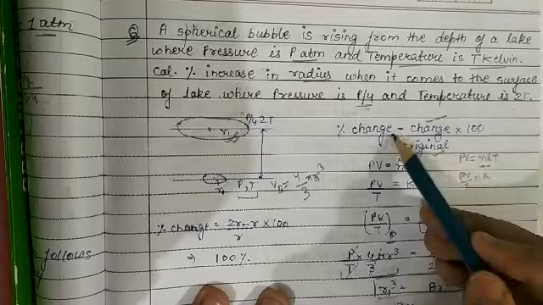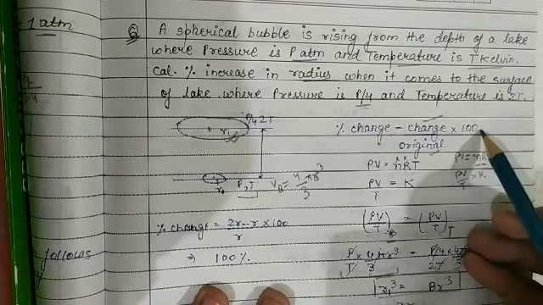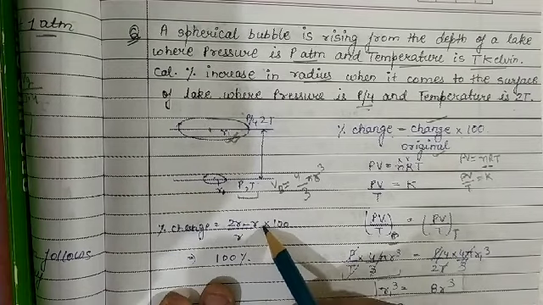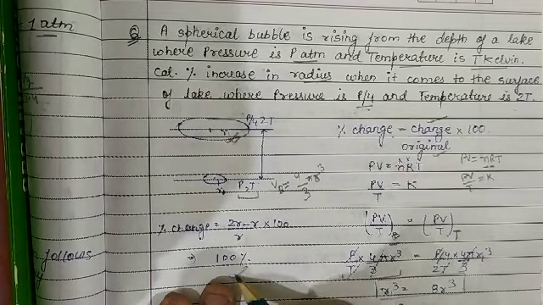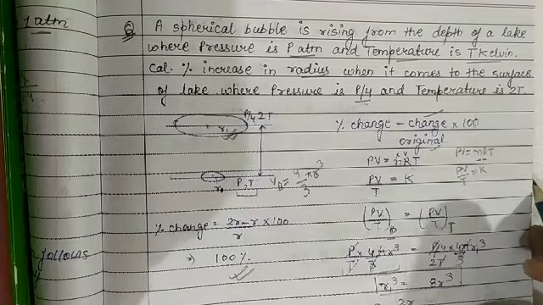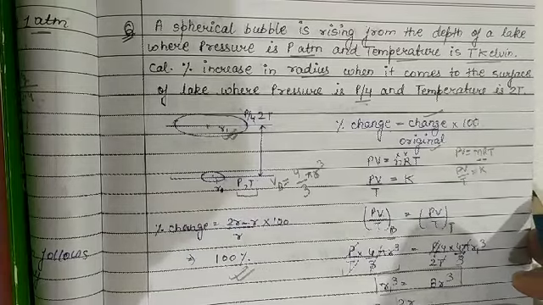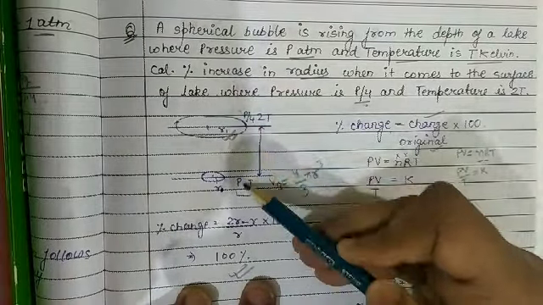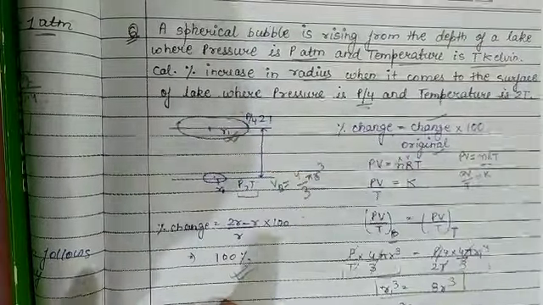So the percentage change is change upon original into 100. So percentage change will be 2r minus r upon r into 100. So percentage change is 100%. So this is the percentage change in the radius of a spherical balloon when the balloon rises from bottom to top under this condition. See the next question.